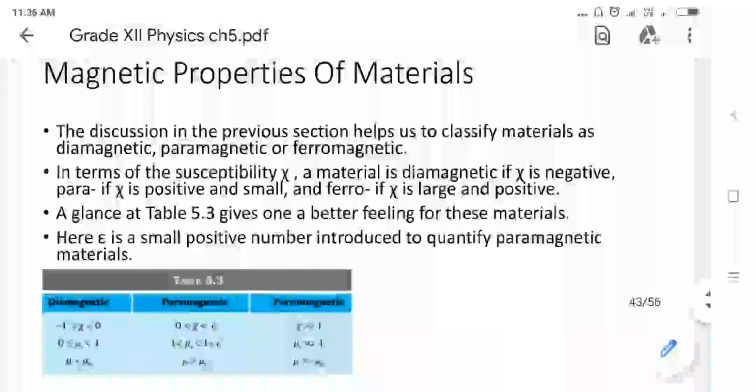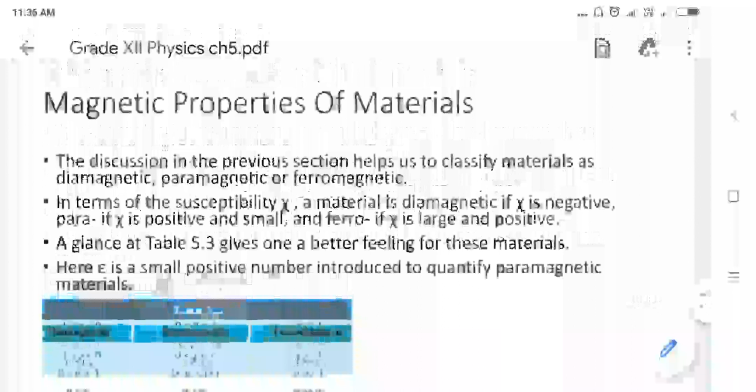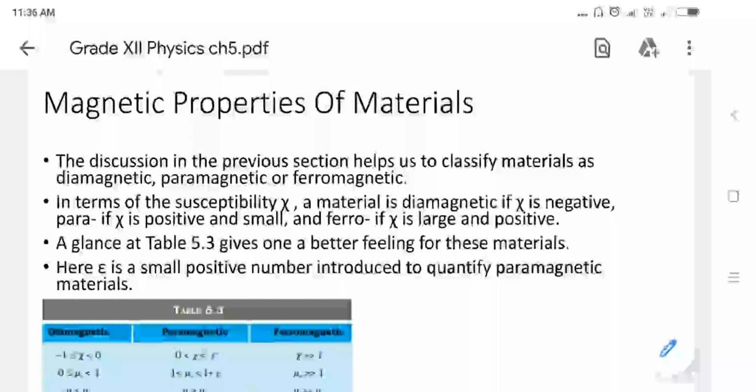Hello students, let us start our new session with the new topic, magnetic properties of materials. We have already discussed in the previous topic that we can classify the material based on the value of zeta, that is diamagnetic, paramagnetic or ferromagnetic. That zeta is the susceptibility of the material.